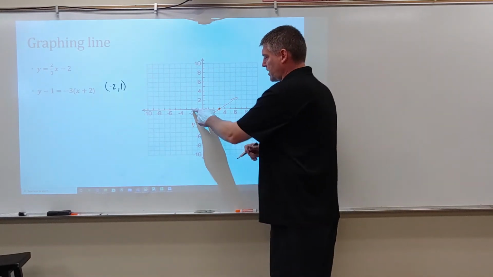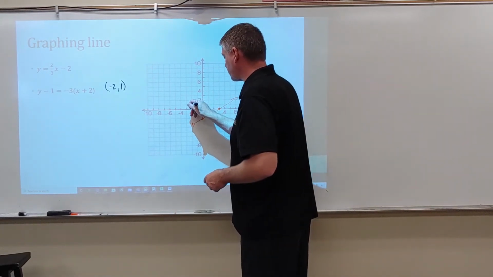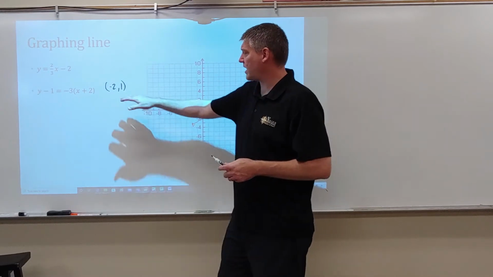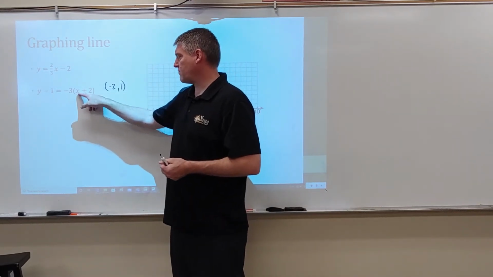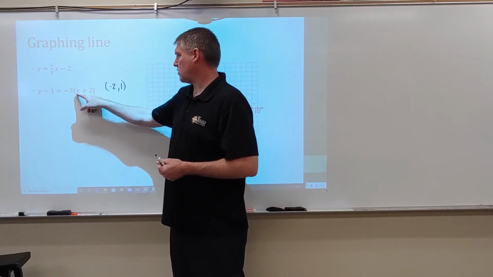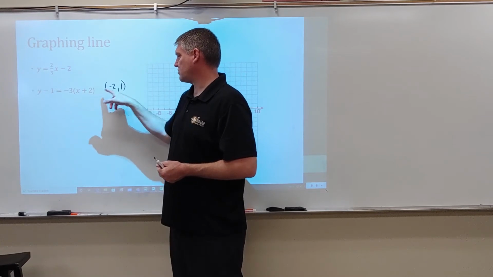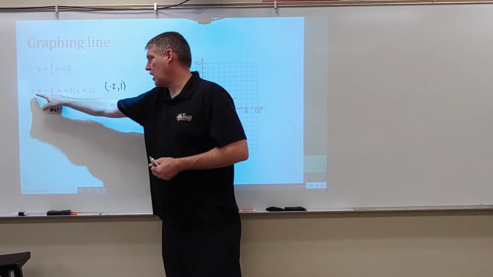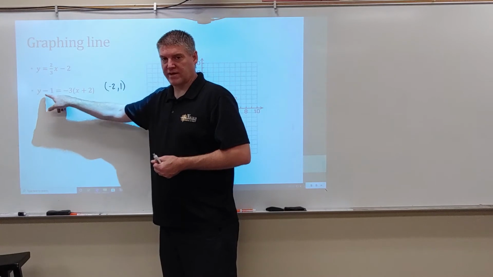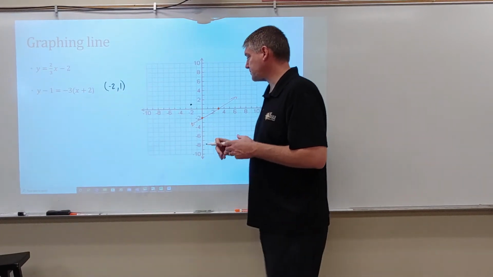So I'm going to go -2, +1. And if you didn't catch how I got this point, remember it's what value makes that 0. So what value plus 2 is going to give me 0? Negative 2. What value minus 1 is going to give me 0? 1.